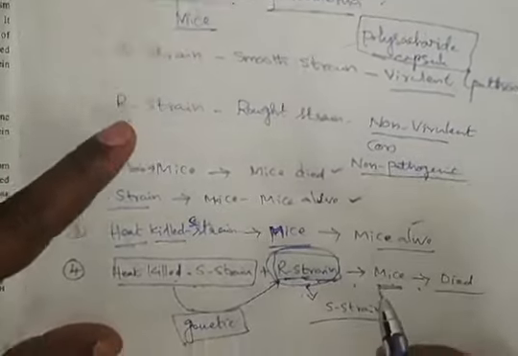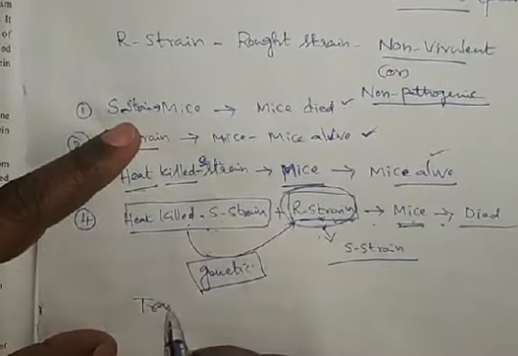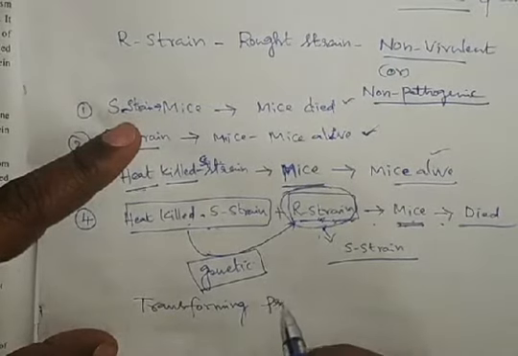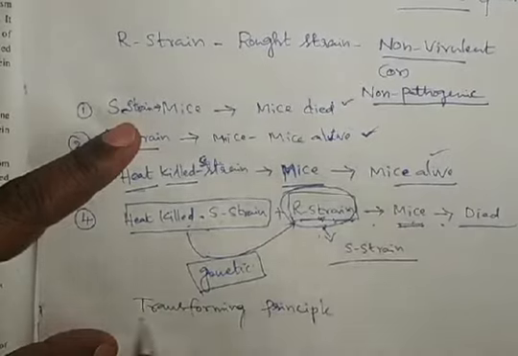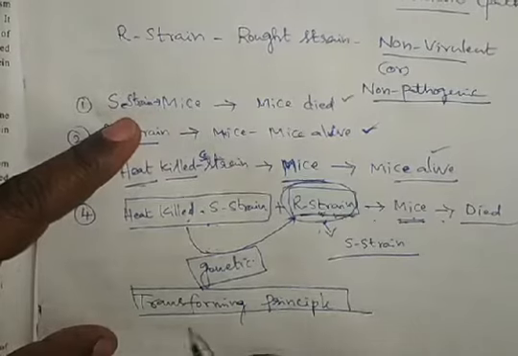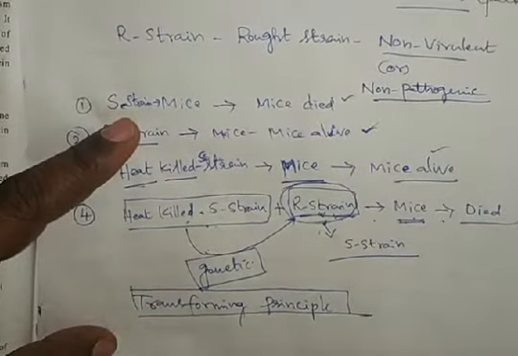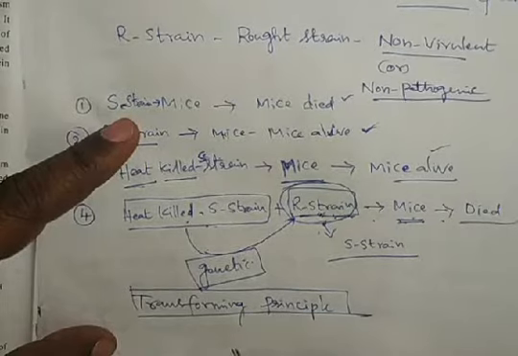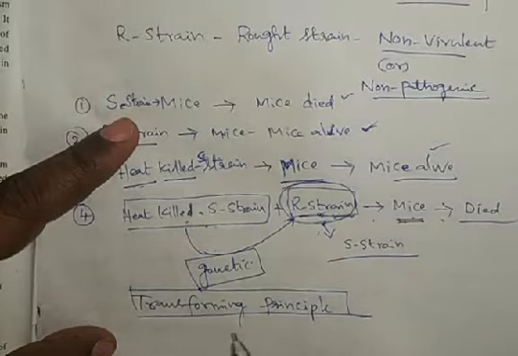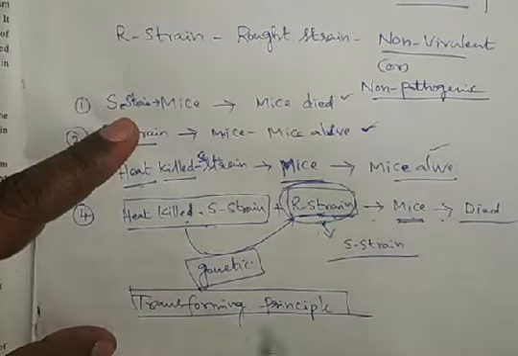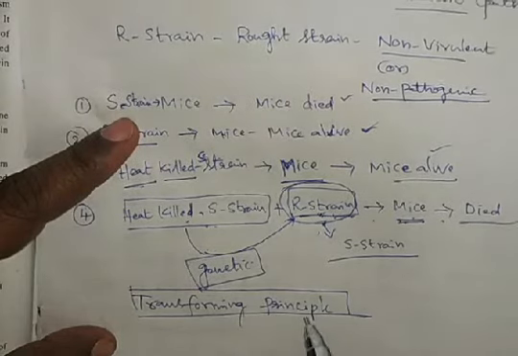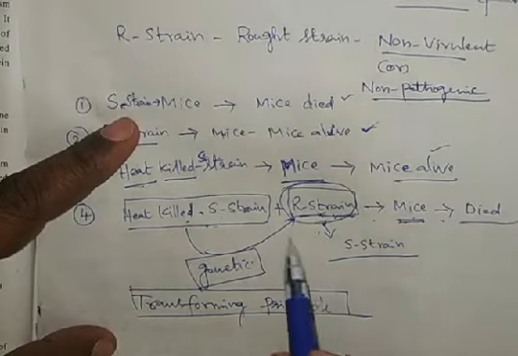This is called the Griffith transforming principle. But he did not explain what material is involved in the heat killed strain and in the transforming principle. Griffith did not explain it, and practically he did not prove what material is present to convert the R strain into an S strain.